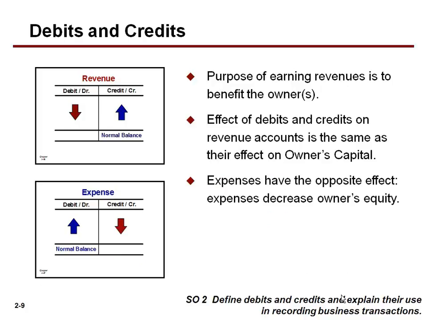Revenue accounts increase on the right-hand side with a credit. We say expense accounts increase on their debit left side. Expense accounts are part of owner's equity, and therefore as they are debited, it has again the effect of reducing the equity category as expenses are increased.